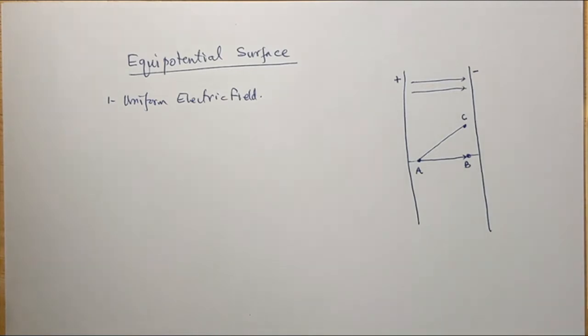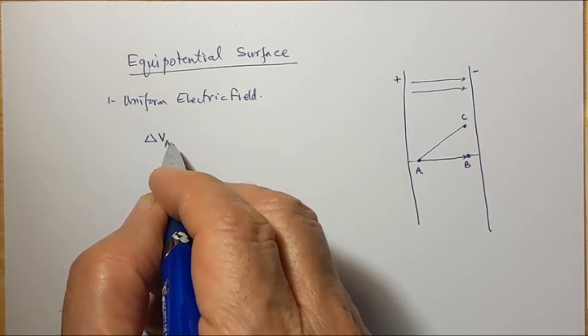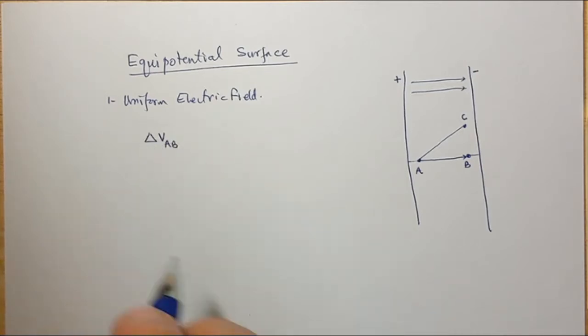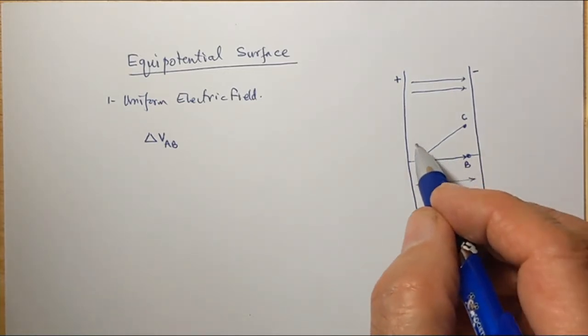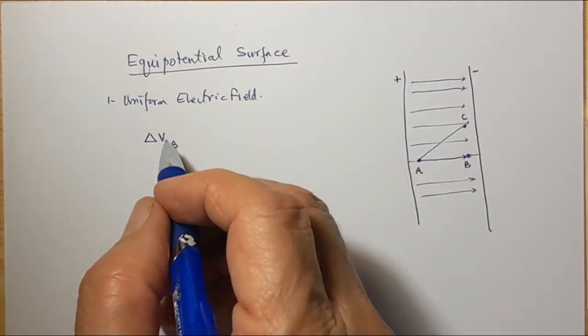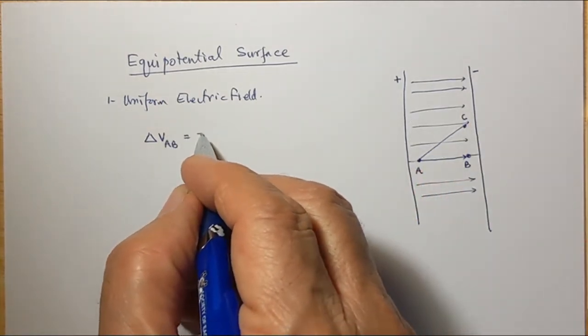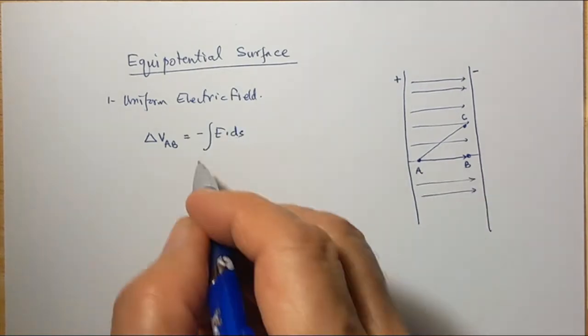C what will happen. So we will look at the potential difference delta V between A and B, and the potential difference between A and C. Okay, and the electric field lines are all going like this. So this is going to be given by minus integral of E dot ds from A to B.